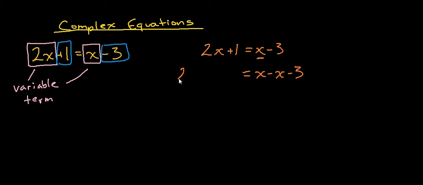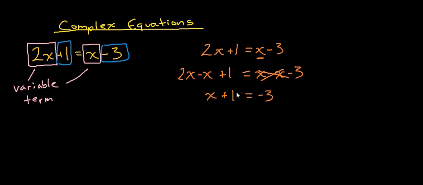So 2x minus x plus 1. So these will cancel out. They become 0 and they disappear, right? Leaving negative 3 on that side. 2x minus x. That's just another 2 of something minus 1 of something equals, well, just 1 of it. So x plus 1. Okay, so now we've got all our variable terms combined on one side.